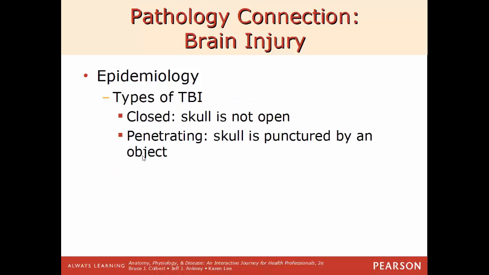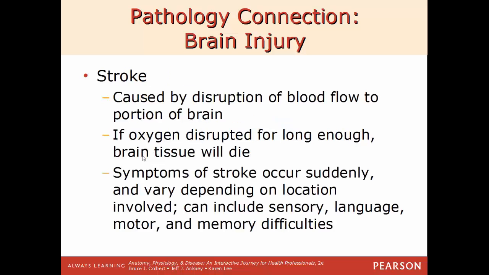Now, there are various types of traumatic brain injuries. The first type is closed, where the skull is intact and not opened. And then there's a penetrating TBI, where the skull is punctured by some object. Another type of brain injury, stroke, is caused by a disruption of blood flow to a portion of the brain. If oxygen is disrupted for long enough, the brain tissue will die. All tissues, no matter where they're found in the body, need oxygen to survive.